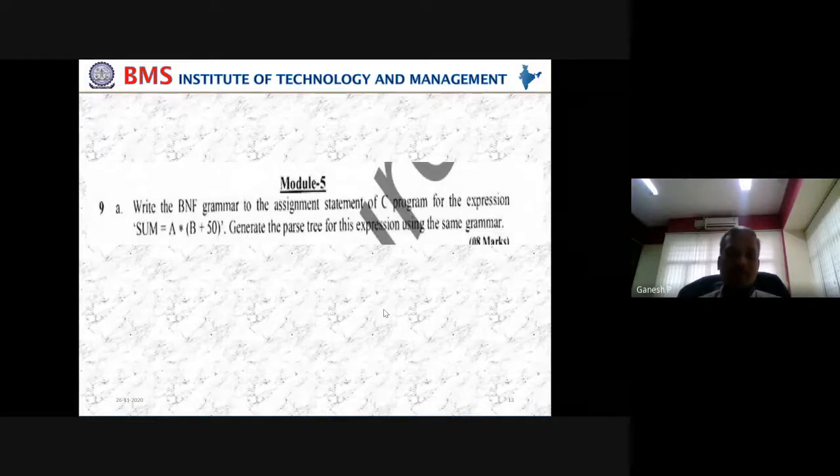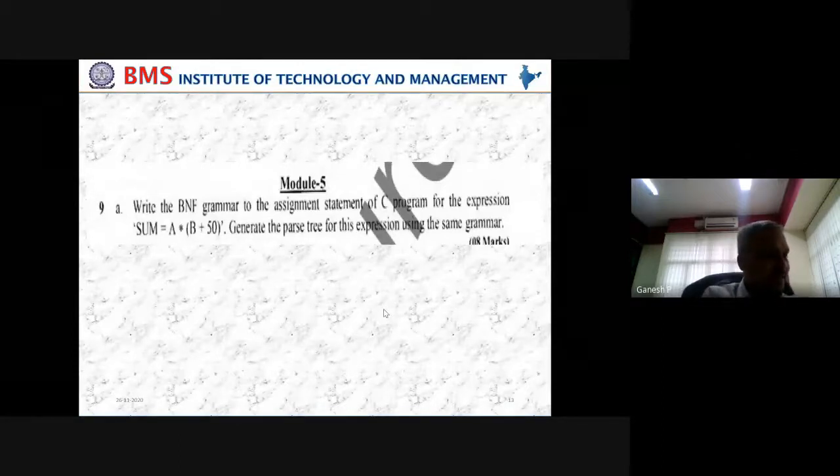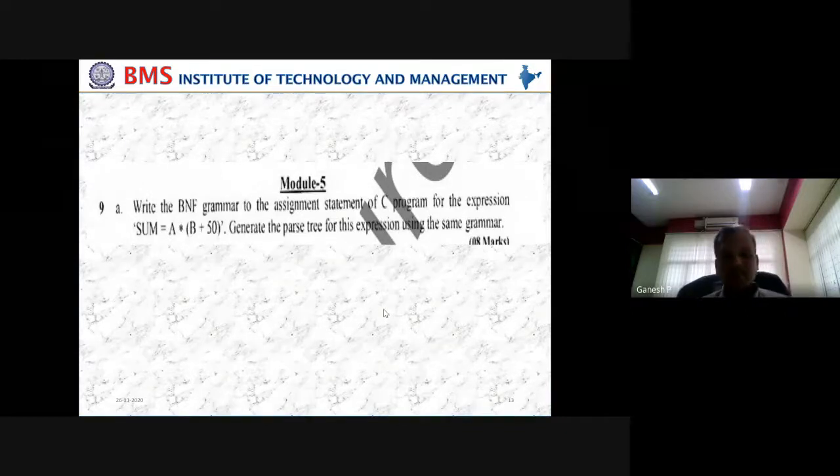Now we have to write the BNF grammar. What is the BNF grammar? Backus Naur form of the grammar, which we have defined for Pascal so far. The same process can be done for this. So we have to define the grammar. This is an assignment statement. It is similar to the assignment statement we have for Pascal, because Pascal and C assignment statements are not different. 99% of languages' assignment statements will not differ. Just because they have asked about a C program, you need not be confused.